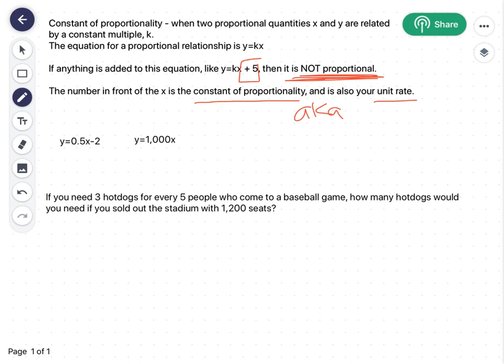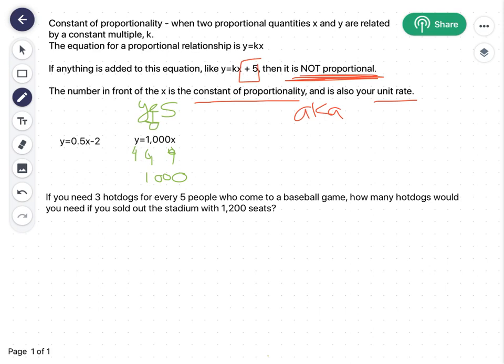So if we look at these two equations down here, we have y equals 0.5x minus 2 and y equals 1000x. Which of these is a proportional relationship? Well, it's the y equals 1000x. Yes, it is proportional. And why? Because it just has y, x, and one other number. What is the constant of proportionality then, or the unit rate? Well, that is 1000.